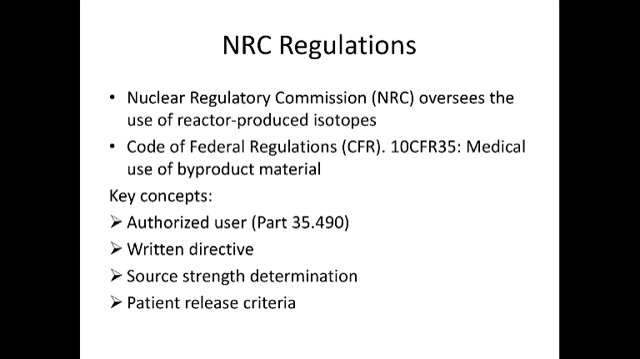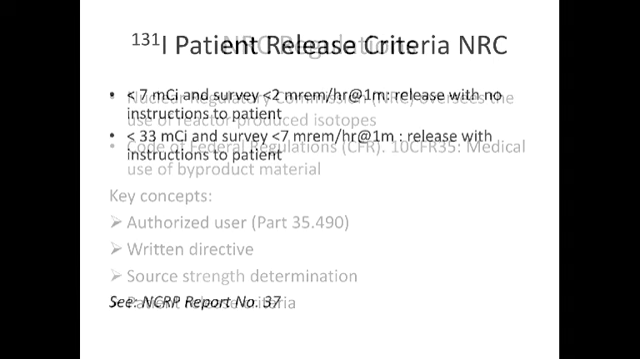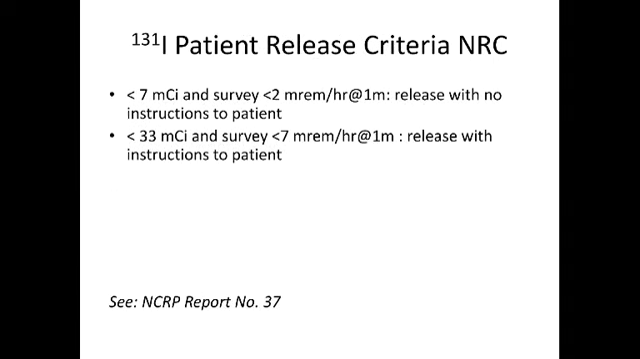The rules for releasing patients depends on which isotope you're talking about. So let's look here first at I-131. So you'll see 2 levels here. First, below 7 millicuries, you can release the patient without any instructions. If it's a little bit higher but still less than 33 millicuries and the survey is less than 7 millirem per hour at 1 meter, then you can release the patient, but you have to have special instructions.